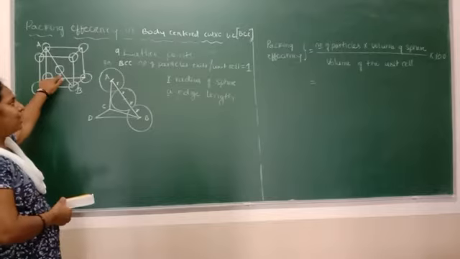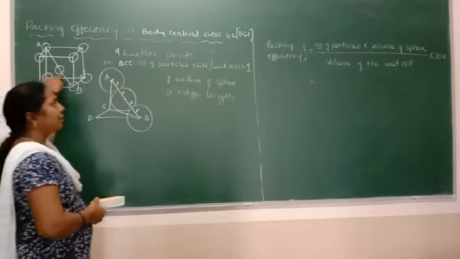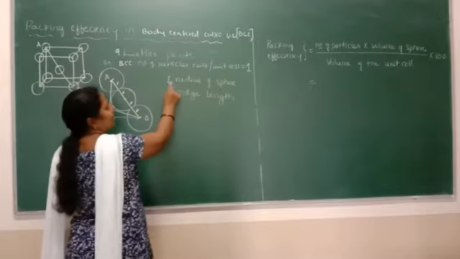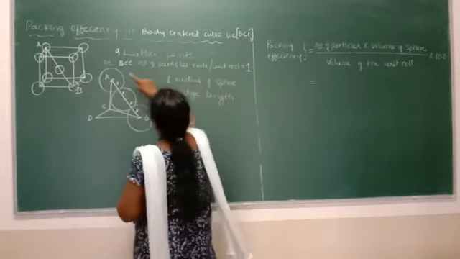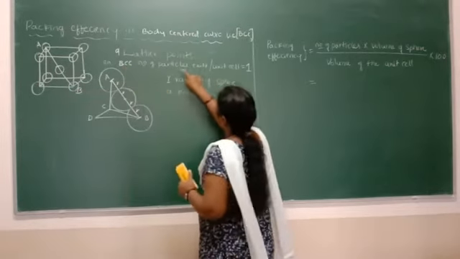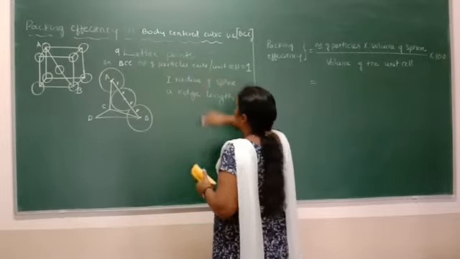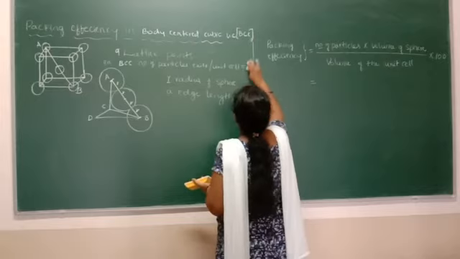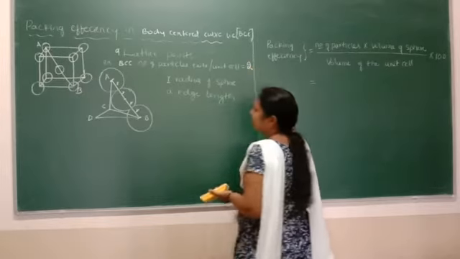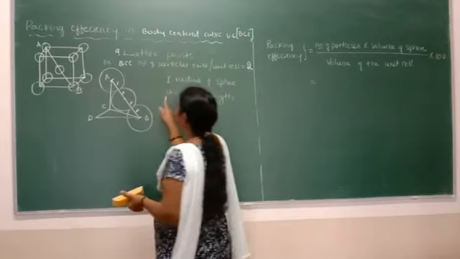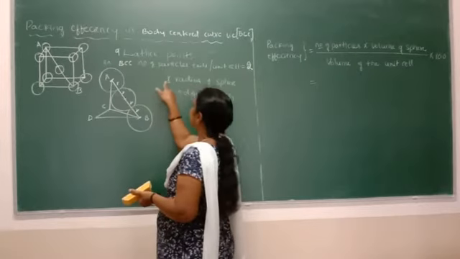Now we will calculate the relation between A and R. What is A? A is called the edge length and R is called the radius of the sphere. In case of BCC, the number of particles per unit cell is something we should also know. It is found to be 2. Now we will calculate the relation between the edge length A and the radius of the sphere R.